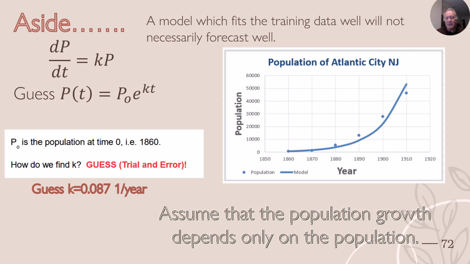So what I'm saying is that the population in each year will equal the population at 1860 times e raised to the 0.087 times t.